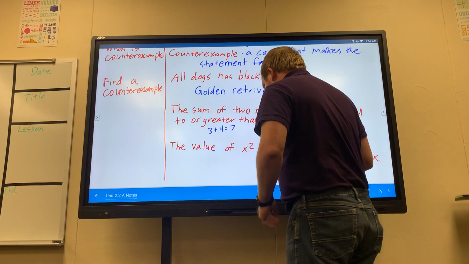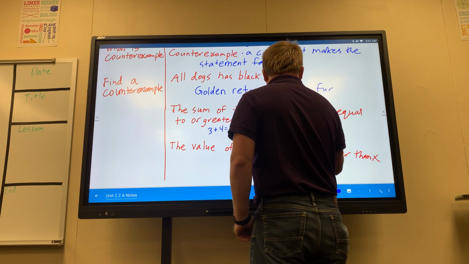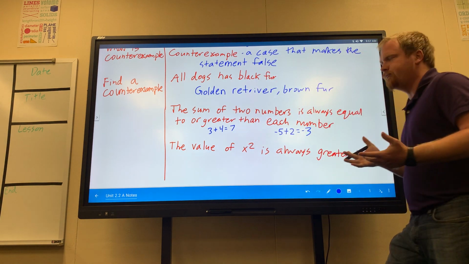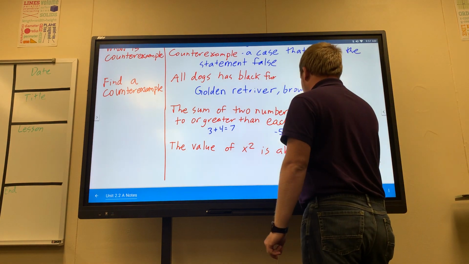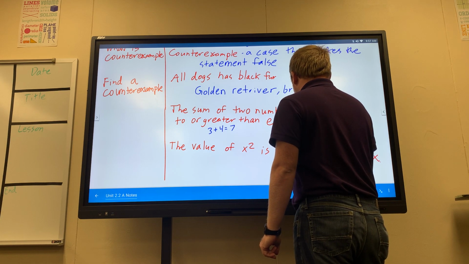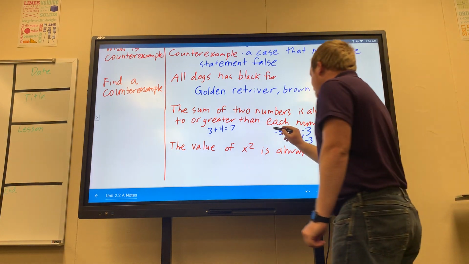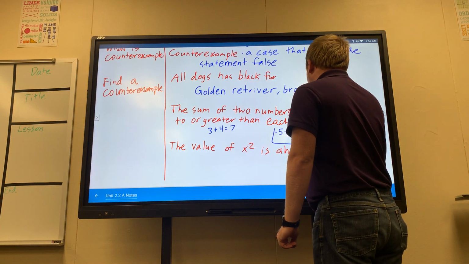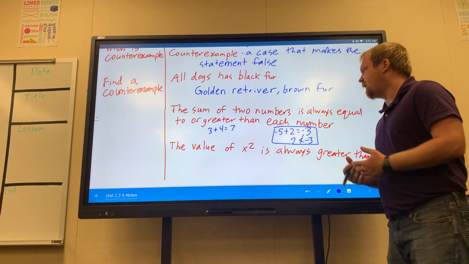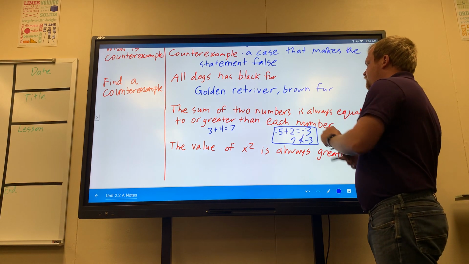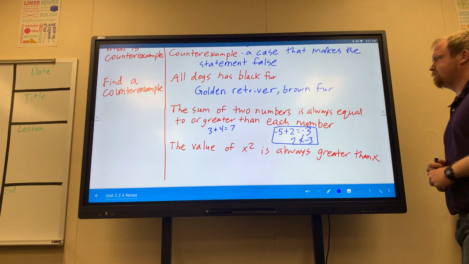However, if we look at negative numbers, so for example, negative 5 plus 2 equals negative 3. Well, I know negative 3 is going to be greater than negative 5. But 2 is not less than negative 3. So this right here would be a counterexample. This will be one example where the sum of two numbers is not greater than both numbers.